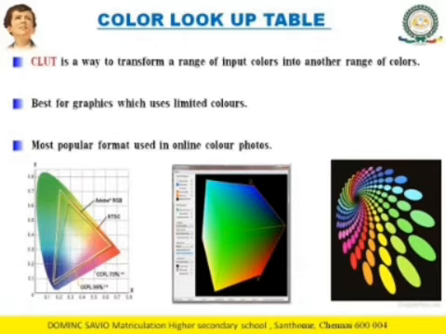Color lookup table, that is CLUT. Since we have a range of input colors to other input colors, we are transforming the colors. See the pictures over there. You can even find a light green color to dark green, light blue to dark. Even a slight difference in the color matters. This is called as color lookup table.